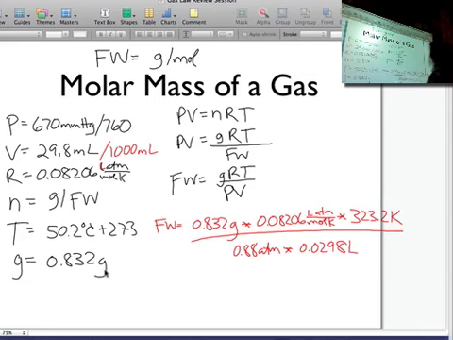Does everybody's equation look like this? My question is what cancels? Just tell me what to cross out. ATM, liters, ATM for sure. Liters for sure. Kelvin for sure. 7 grams per mole, yeah, that's it. There are no moles on the bottom. Grams per mole can't cancel, but isn't that what we're looking for?